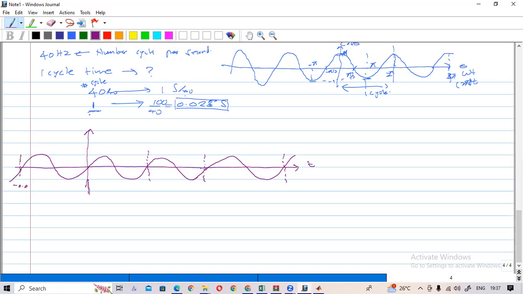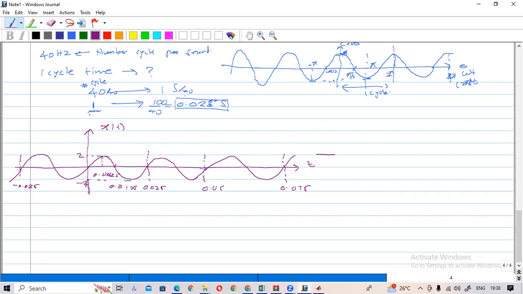So this will be minus 0.025. This will be 0.025. This will be 0.05. This will be 0.075. And this will be 0.0125. This point will be 0.00625. Six two five, no? 625, yeah. So these are the time values, and the amplitude will be 2, and this amplitude also will be minus 2. So this is x(t) with respect to t.